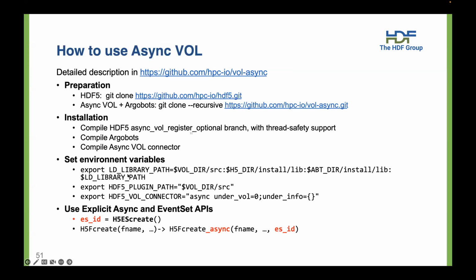Then to use it, and we'll see this in an example, this is how you typically use VOLs: you set the plugin path to the async VOL, and then you set the HDF5 VOL connector, which is what it's registered as, so HDF5 knows what it is. And then for explicit async, you'll introduce this event set. This keeps track of which events are completed. For example, if you're doing a file create, this would be the synchronous version. If you want the async version, you add this event set ID, so you can track how many events are still left to be completed if you want to monitor that.